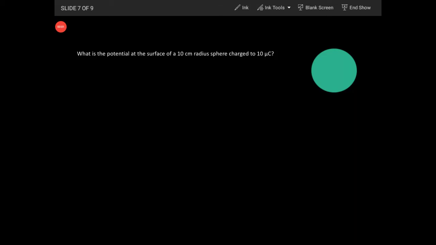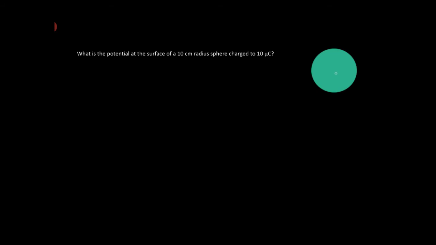All right, third try for the third problem, which is the last problem for the module. Unfortunately, this is the fifth or fourth lecture in the module. So I'm going to look at this sphere. Say it has a 10 centimeter radius, and it's charged to 10 microcoulombs.